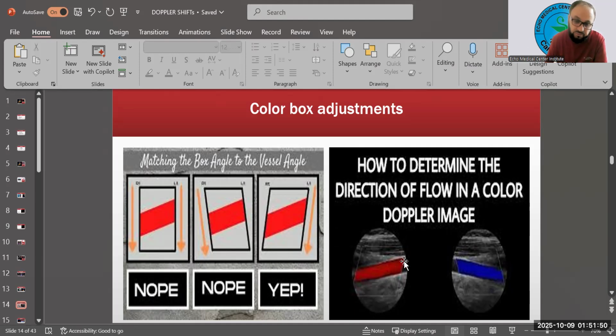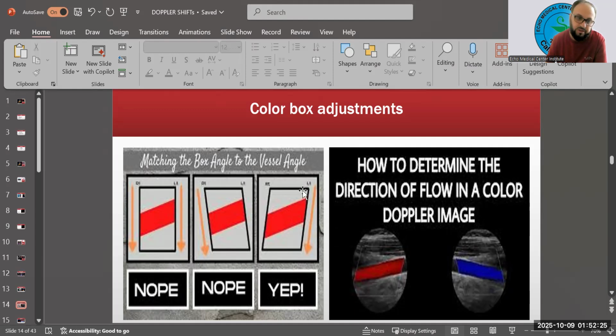Now, if your vessel is tilted to the left, make sure your box also steers to the left. That's the physics. If your vessel is tilted to the right, make sure your box also steers to the right. That is important. Like look at here. This vessel is tilted to the left. In these two, the box is wrong. Even though they give you information, it's wrong. It can make mistakes. It will give you errors. It will give you artifact images and will disturb your diagnosis.